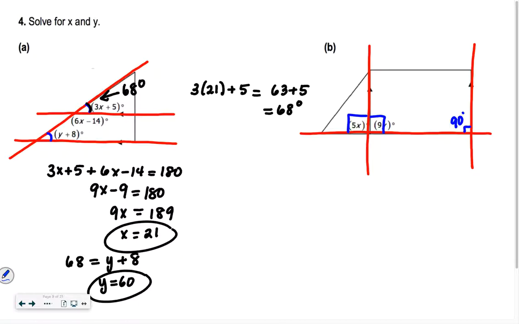Do we see why that's true? Because of this first one, this 5x is equal to 90. We end up getting x equals 18. And we know that if we have 90 degrees and we have angles right next to each other forming a linear pair, and one of them's 90, the other one has to be 90. So that means this other 9y is also equal to 90.